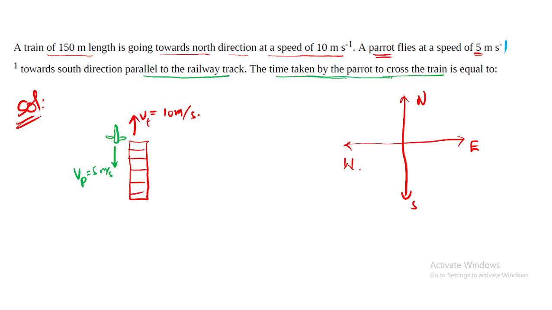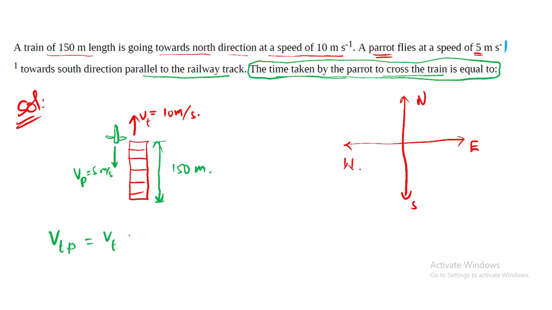Whenever I say time taken, you have to consider from the starting of the train to the ending of the train length. What is the length of this train we have considered here? What is it they have given? 150 meters. Yes, no, that would be your length. What is the relative velocity of train with respect to parrot? Vt plus Vp, both are in opposite direction. Parrot to train totally how much will it cover? X distance, X length divided by time.